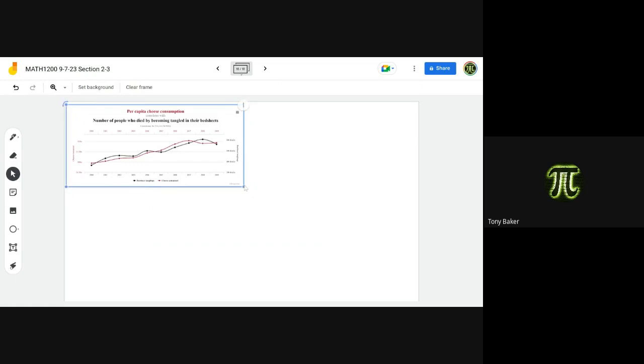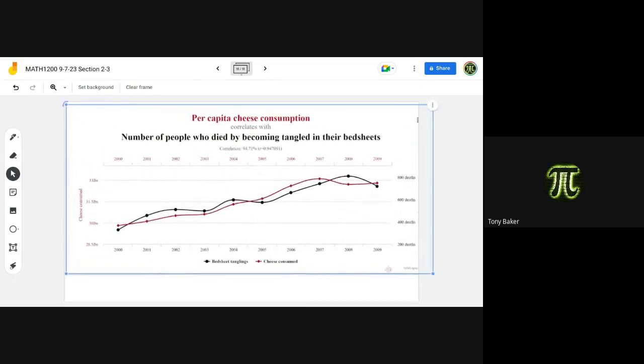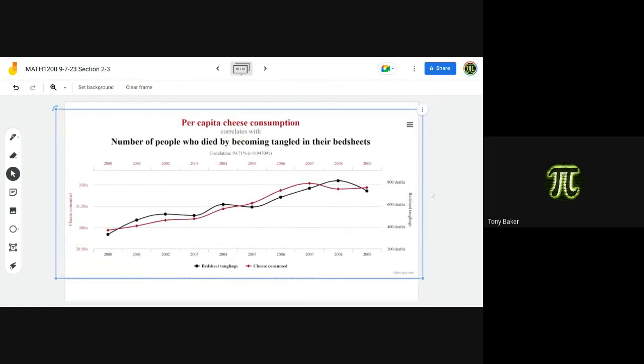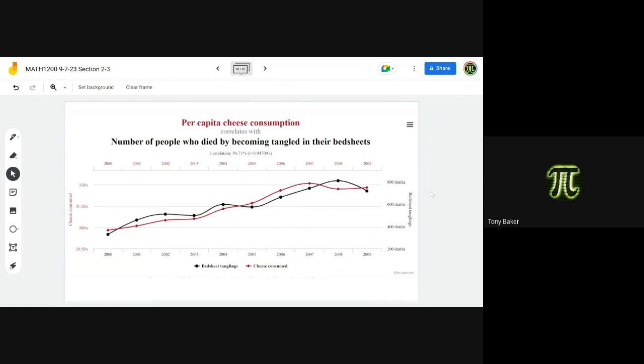There's a thing with Nicholas. Yep, that's on the site too. Yep, I have the graph too. There are some other ones on here. I just found that one hilarious. Basically, people eat too much cheese, and then they die in bed.